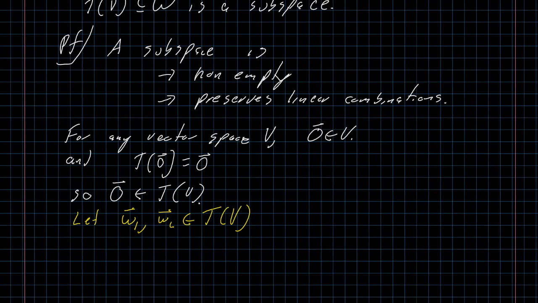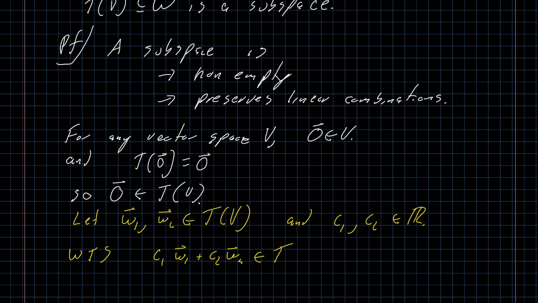To preserve linear combinations, we need to take a couple of vectors in the set. We know there's at least one. This might be the same vector twice, but that's okay. And then let's let C1 and C2 both be real numbers. When we say preserve linear combinations, we want to show that C1W1 plus C2W2 is also in the range.